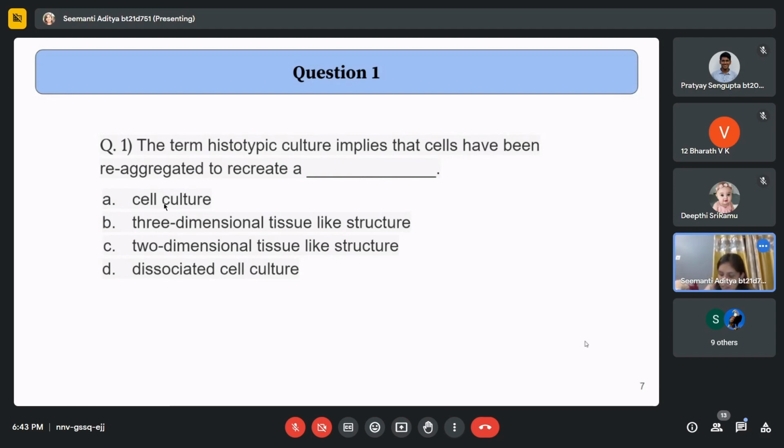Okay, so Vijay has given the correct answer. The term histotypic culture implies that the cells are grown in a three-dimensional tissue-like structure. The propagated cell lines, basically all the cell lines, if they are grown in a three-dimensional matrix which is suitable for growing the cells and has the required nutrients, will show a three-dimensional tissue-like structure, and that is termed histotypic culture. Next question.